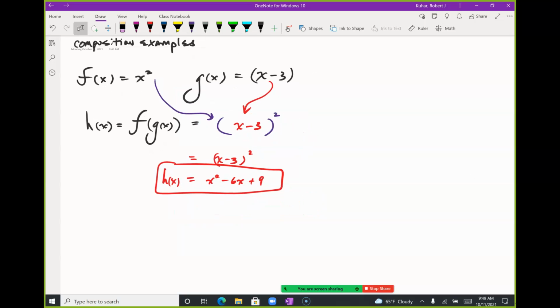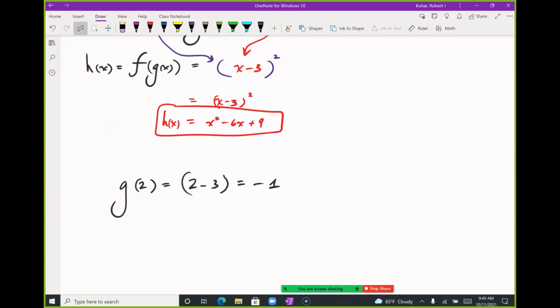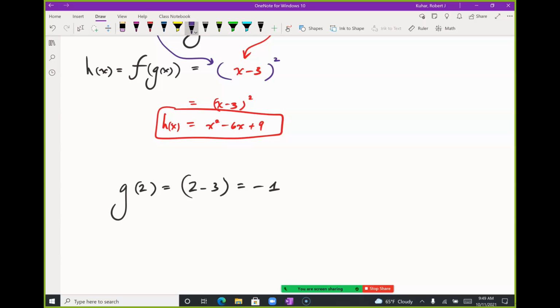So I want to take a look at something. Let's say g of 2. What is g of 2? Minus 1. Yes, that's 2 minus 3, that's negative 1, right? Look at what's happening inside of the function f: I'm working on g, and g is generating. So f of g of 2 is now f of minus 1. So now I want to find f of minus 1, right?